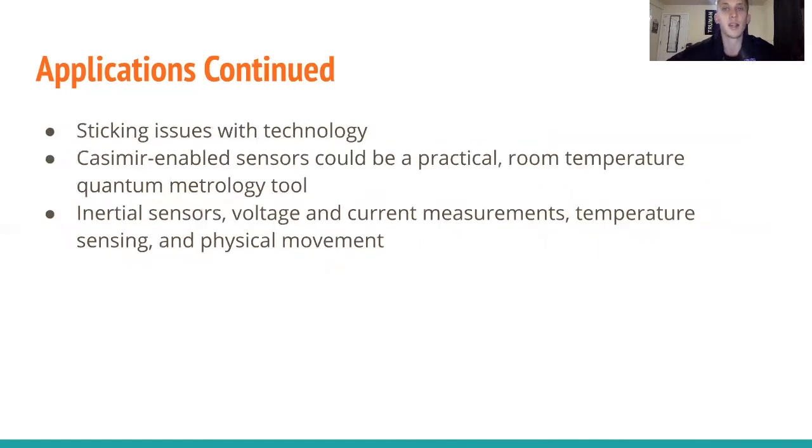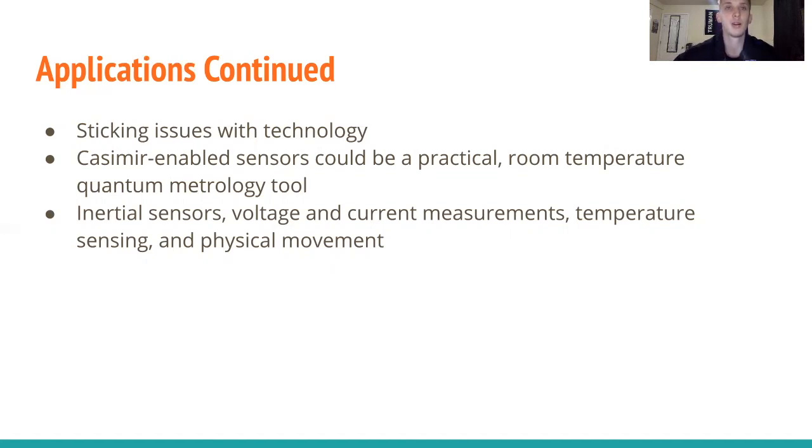Some problems we're having with technology is that every year we want to make it smaller and better, and with making everything smaller we're running into sticking issues. As you put more parts on a smaller and smaller chip, they get closer and closer together and start sticking together in parts that you want to be able to move. This is due to the Casimir effect. The repulsive Casimir effect could be exploited to avoid these sticking issues in the future. Casimir-enabled sensors could be practical in a room temperature quantum metrology tool.